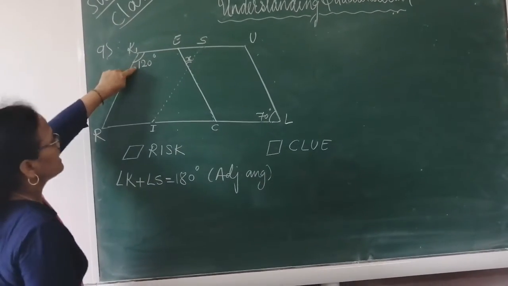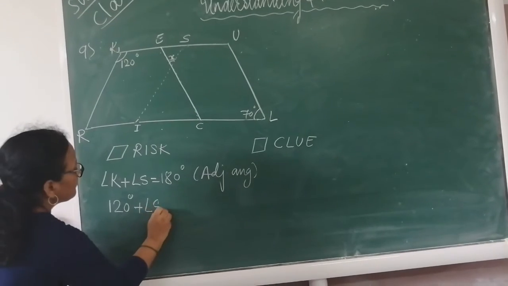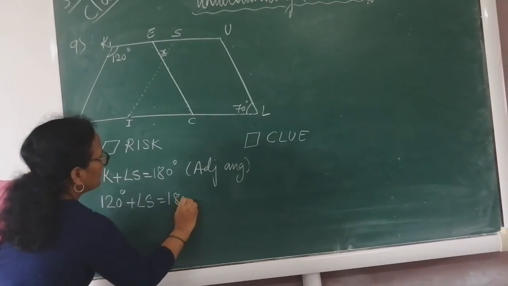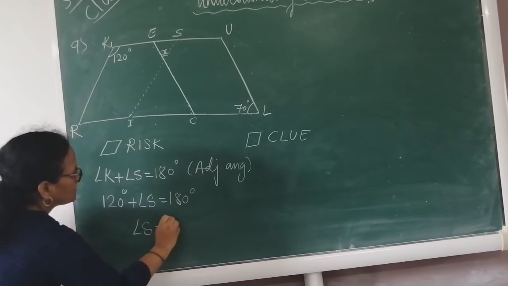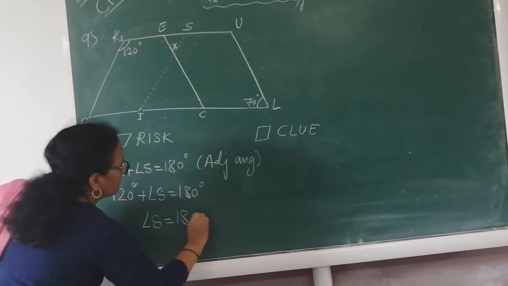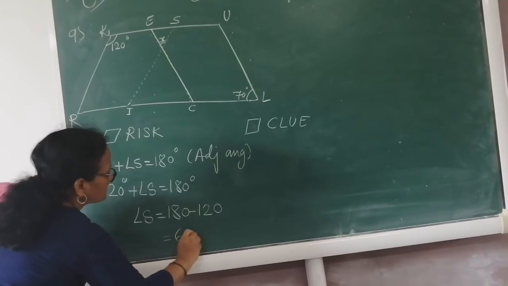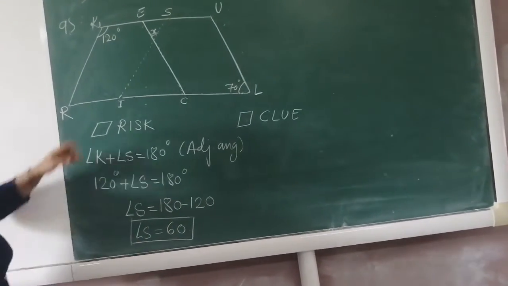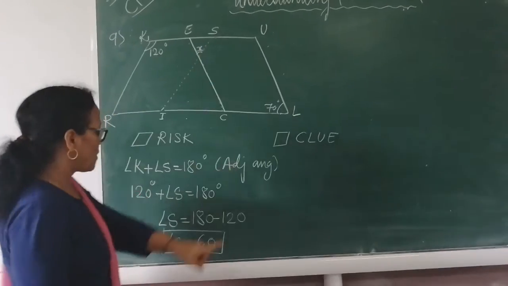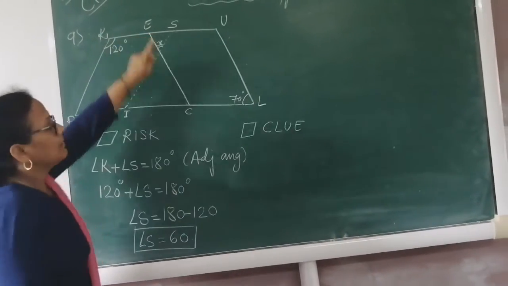Right? Angle K is equal to 120. Therefore, you will get the angle S. Okay, now angle S is equal to 180 minus 120, that is equal to 60. Now here you got the angle S, this you got 60. Now here we will get angle E.